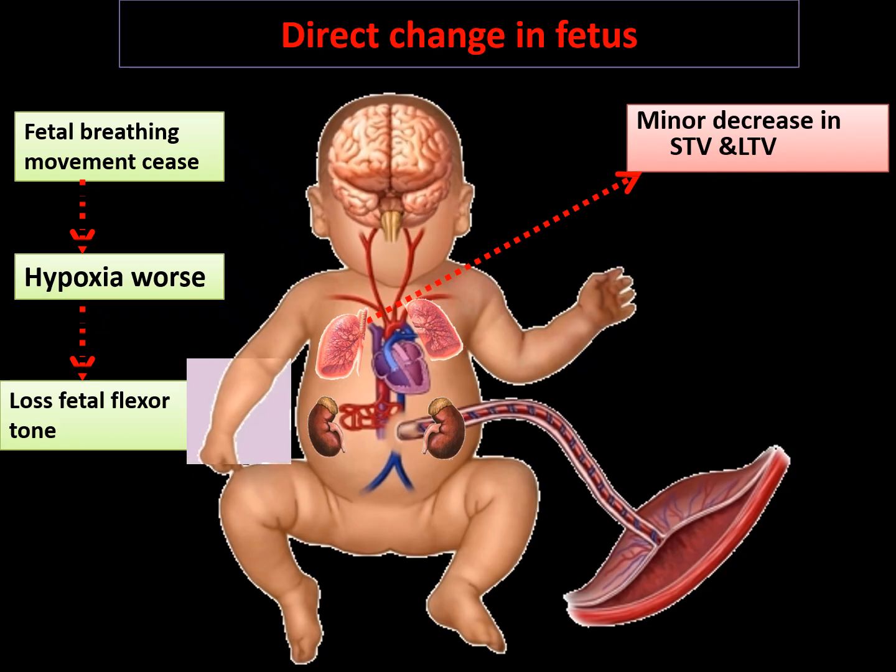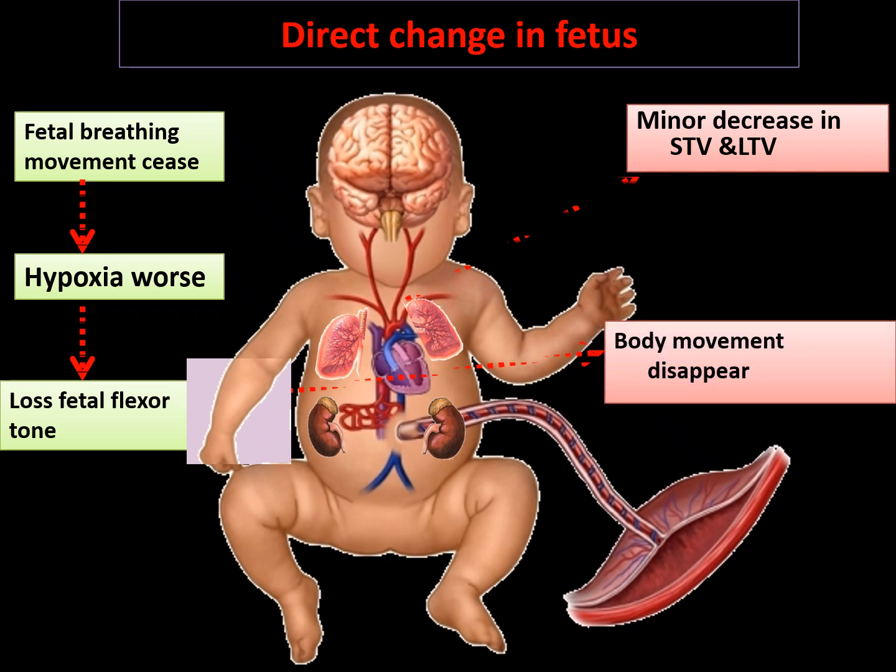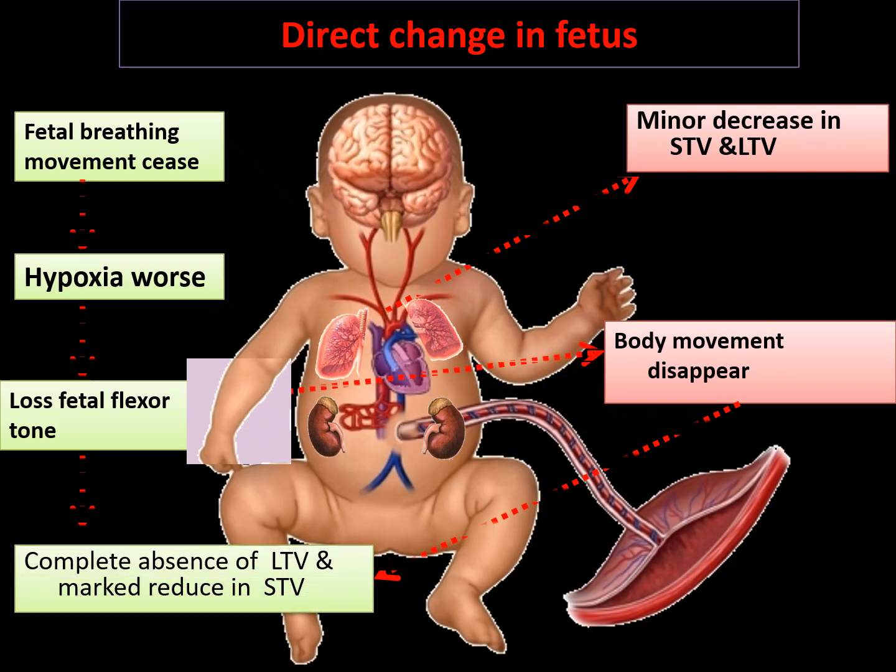The loss of fetal flexure tone. So when there is loss of fetal flexure tone, the fetal movement disappears, and this will be reflected as completely absent long-term variability and marked reduction in the short-term variability. We know from the previous lecture that the variability comes from different sources. One of the sources is blinking, breathing, and fetal movement.